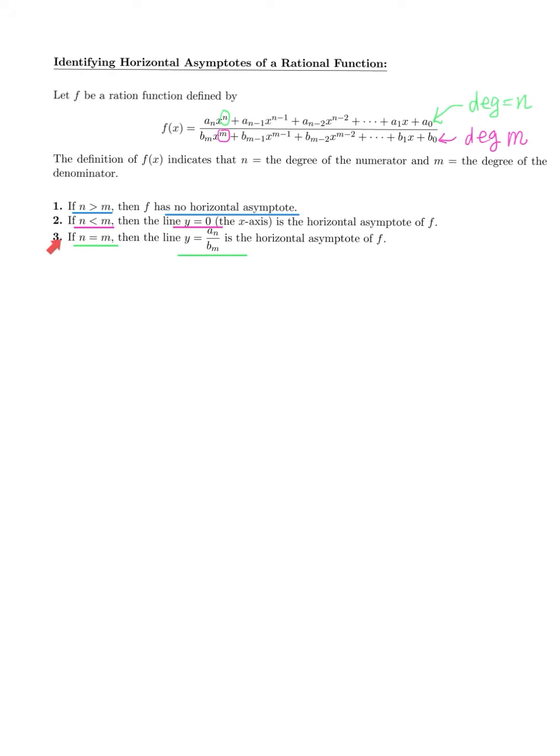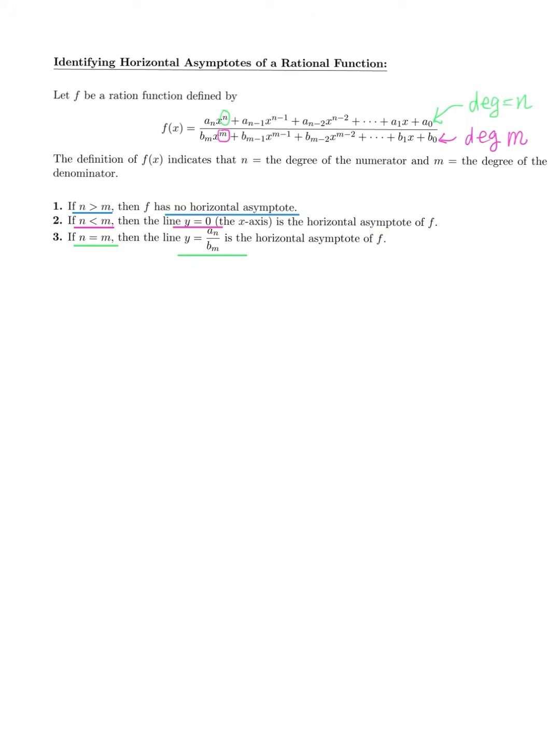All right, so we've got three cases going on. The first one is if n is bigger than m. So the degree on the top is bigger than the degree on the bottom. Then f has no horizontal asymptote. Now, if n is less than m, which means the degree of the top is less than the degree of the bottom, then the line y equals 0, which is the same thing as the x-axis, becomes the horizontal asymptote.